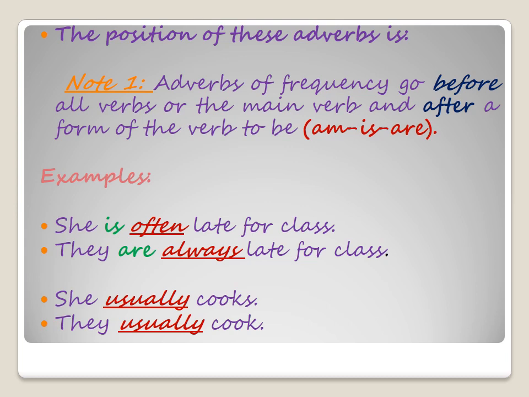They are always late for class. The same example. The adverb of frequency always is positioned after the auxiliary verb to be. She usually cooks. In this case, we have the adverb of frequency before the main verb. They usually cook, as well, in this example the adverb of frequency is positioned before the main verb.